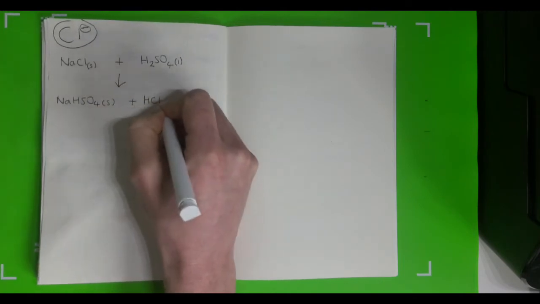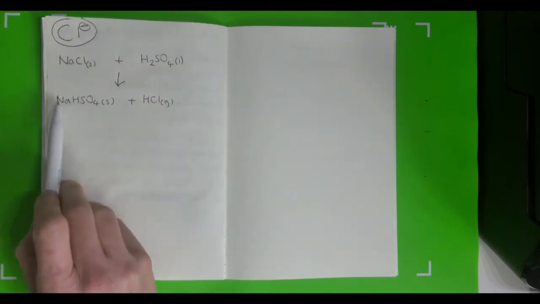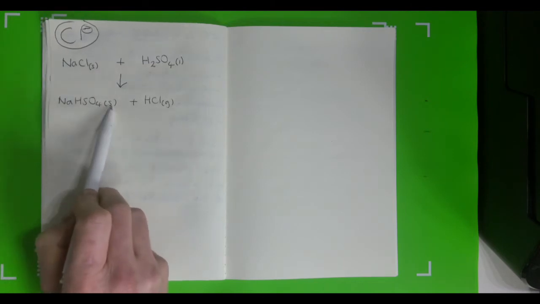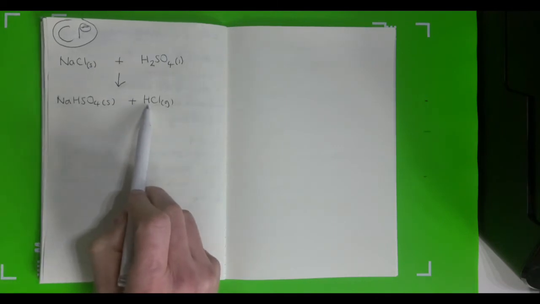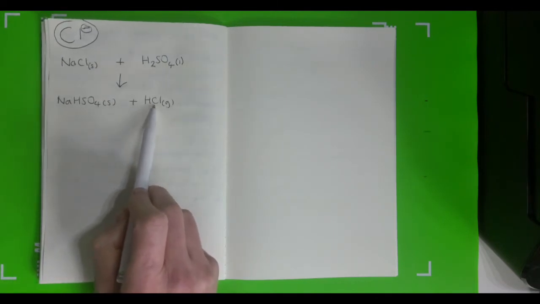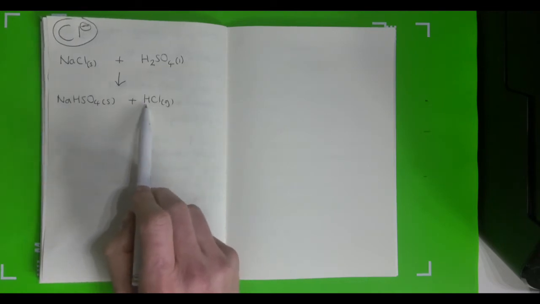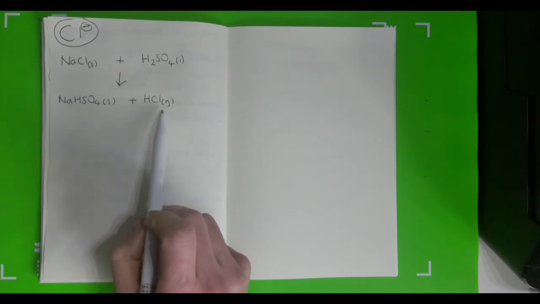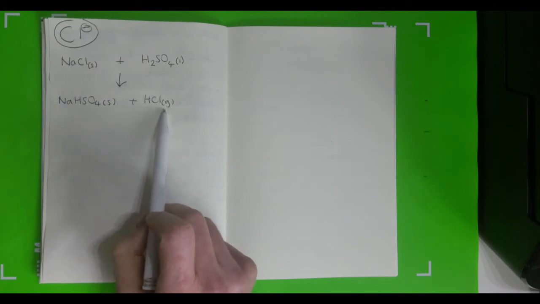Okay, so this is called sodium hydrogen sulfate. That's a solid that's produced. And this is not sulfuric acid, it's hydrogen chloride. Because hydrochloric acid would be dissolved in water, so it'd have a state symbol AQ. But this isn't. This is gas. Okay, it would only be AQ if dissolved. So this is HCl gas.